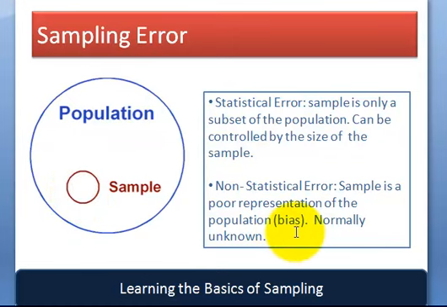I underrepresented young people. Now, the reason that's normally unknown is normally I don't find out that my sample is biased until the election results come in. I find out what the population parameters are, because unless I'm biased myself or want my sample to be biased, I'm going to fix those biases if I know about them. If I knew that I was underrepresenting young people voters, I would have fixed it. So statistical error, I have some control over. Non-statistical error, you generally don't know about.